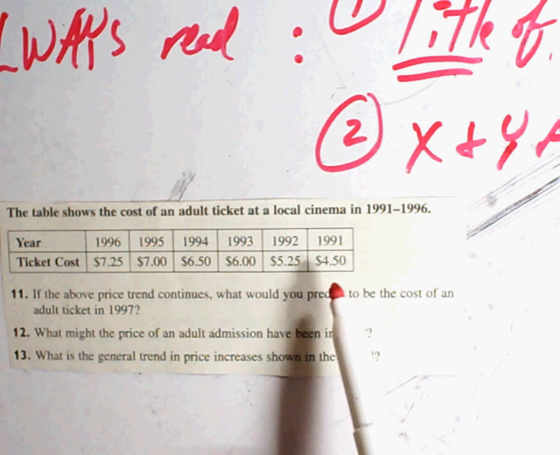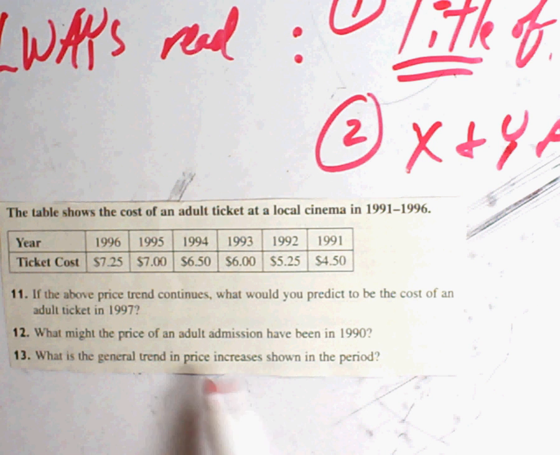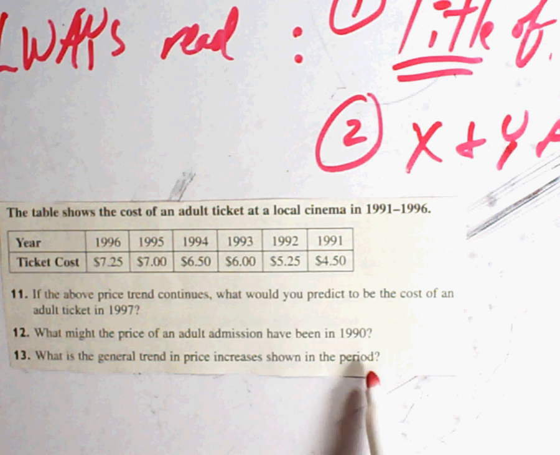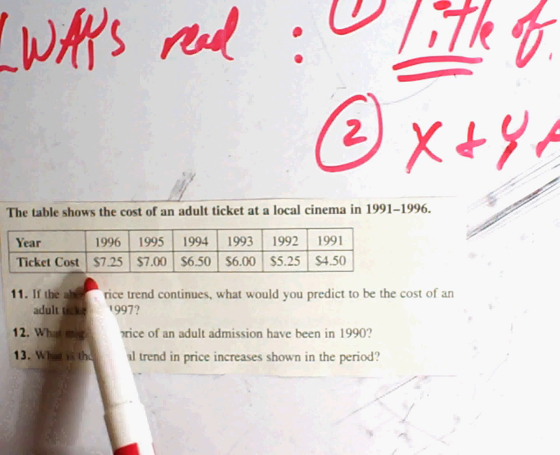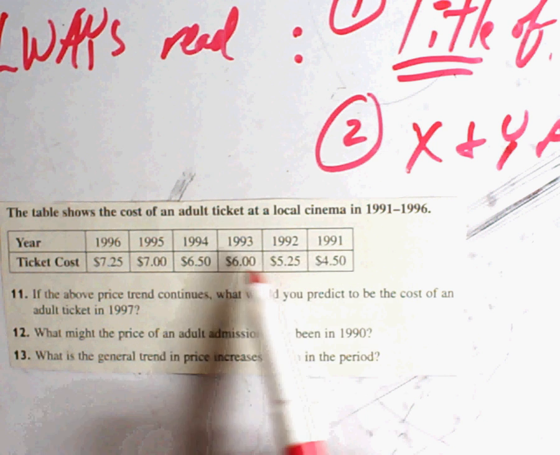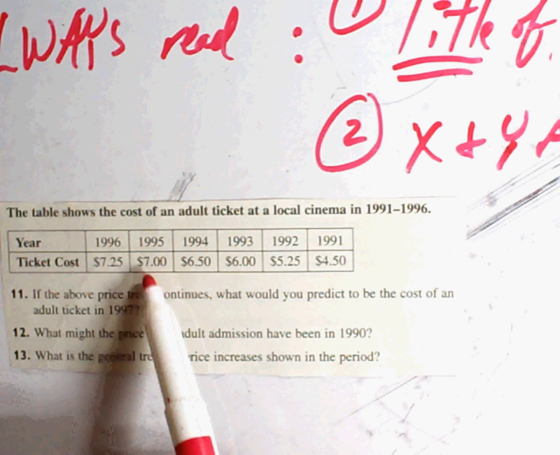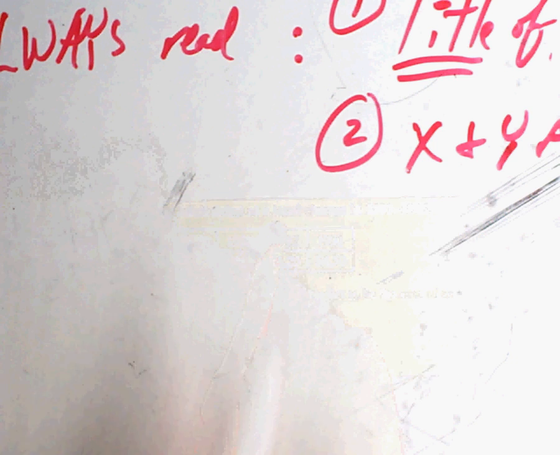I'm looking for a pattern or a trend. What's the general trend in price increases shown in this period? Well, prices are going up every year. They may not go up the same amount. Matter of fact, the amount that they are going up decreases. That was 75 cents, 75 cents, 50 cents, 50 cents, 25 cents, but it's still going up every single year. Looking at data and interpreting it.